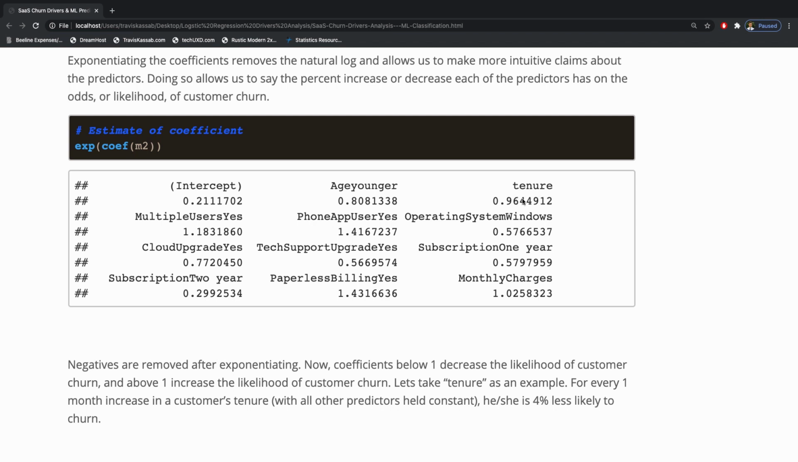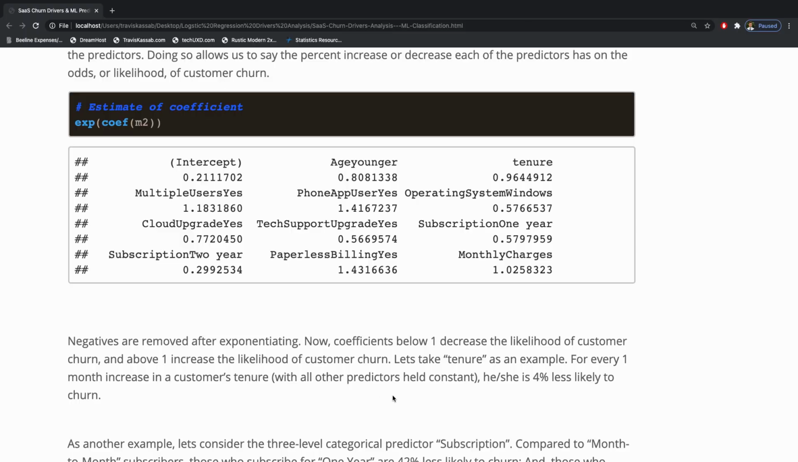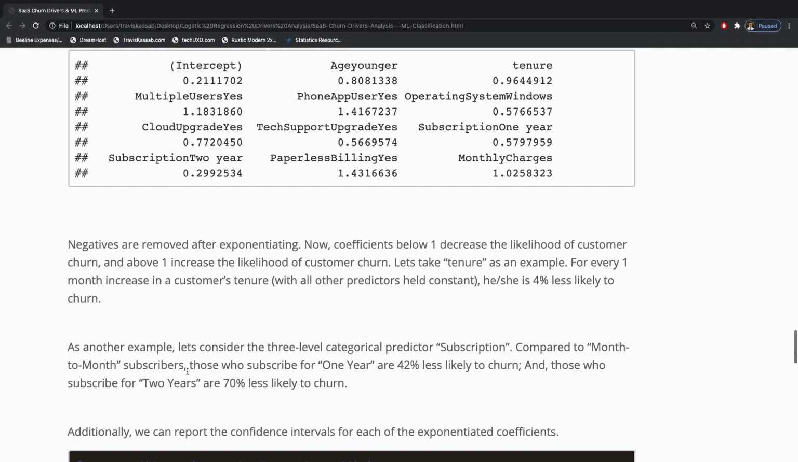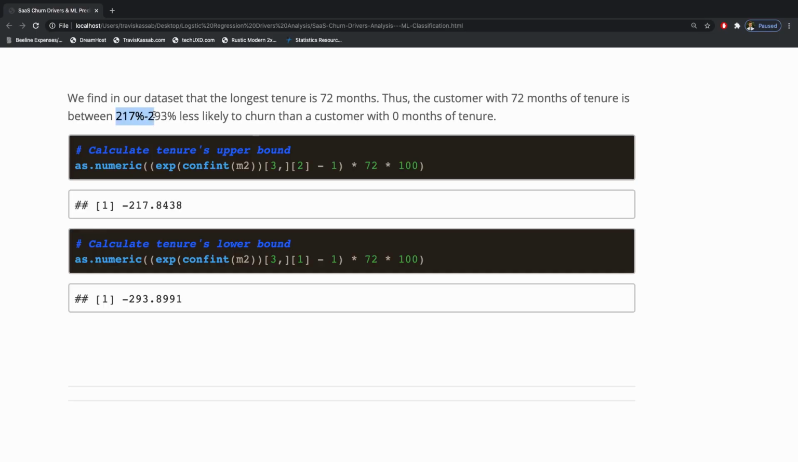A 1 unit increase in tenure multiplies the odds that a customer churns by 0.96. In other words, for every 1 month increase in a customer's tenure, with all other predictors being held constant, he or she is 4% less likely to churn. So we can see that as tenure increases, a person is less likely to churn. This makes sense. I just want to show you guys an extreme example here. Now we can say that the customer who has been with the company for 72 months is between 217% and 293% less likely to churn than a customer with 0 months of tenure. This is how influential a numeric predictor variable like tenure can be.